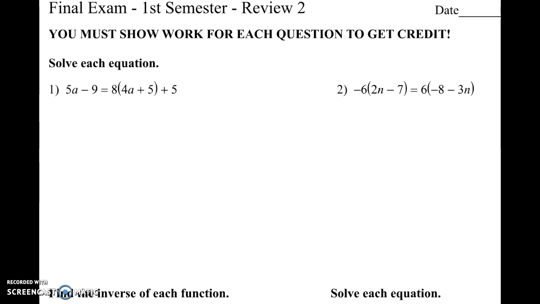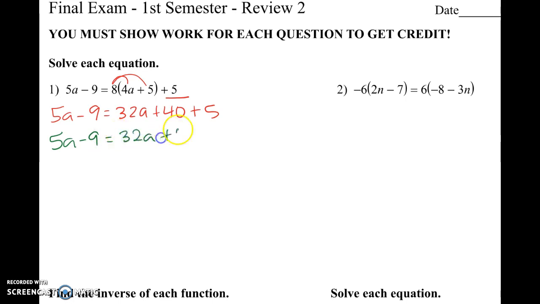So the first thing I notice is that I have an 8 on the outside of my parentheses here, and I'm going to go ahead and distribute that in. So I get 5a minus 9 equals 32a plus 40 plus 5. Don't want to forget that guy there. I'm going to go ahead and combine like terms on the right side of my equation, and I get 32a plus 45.